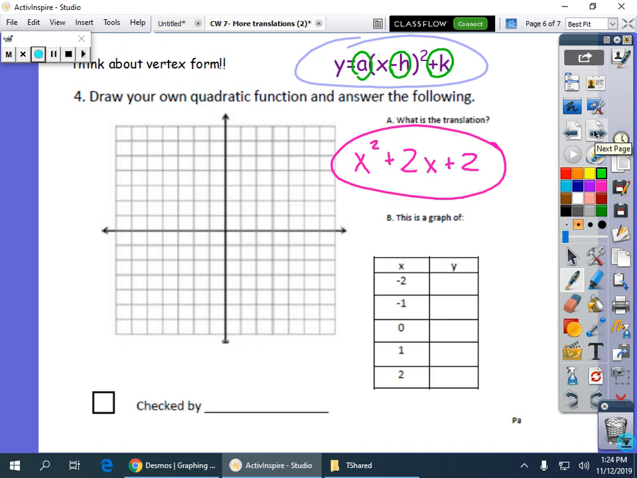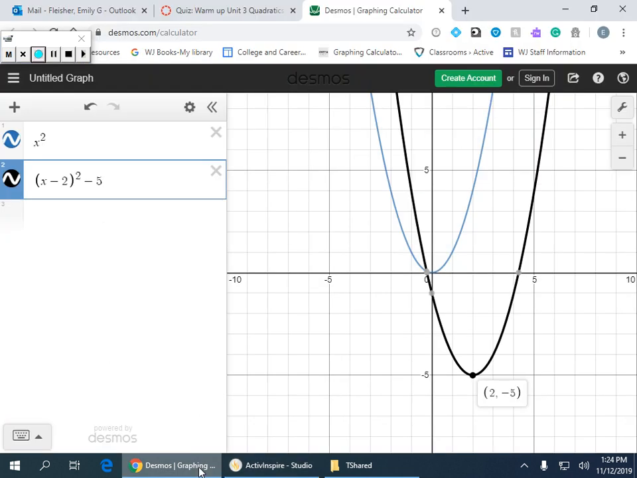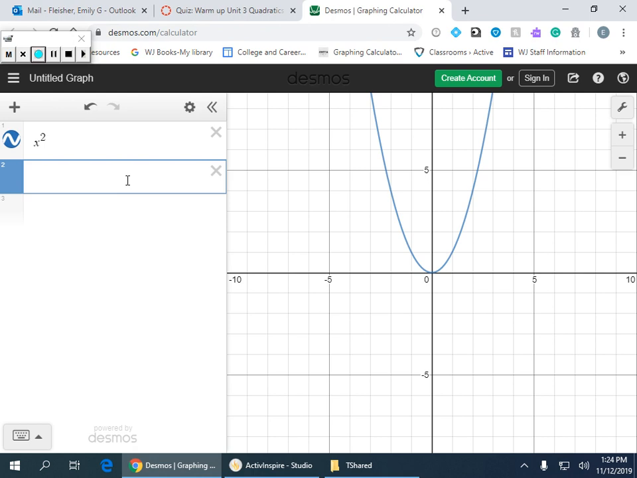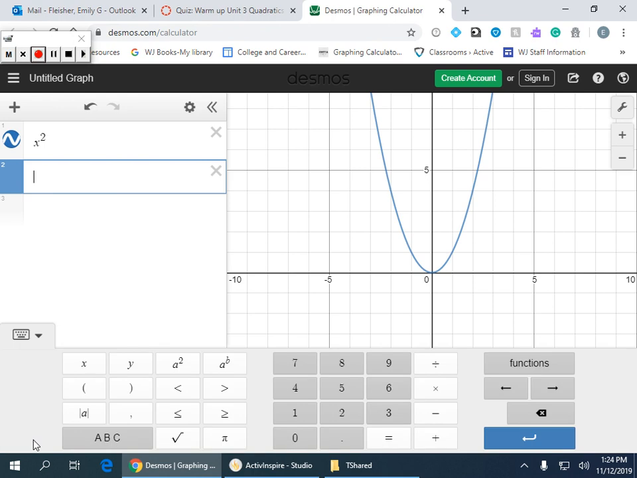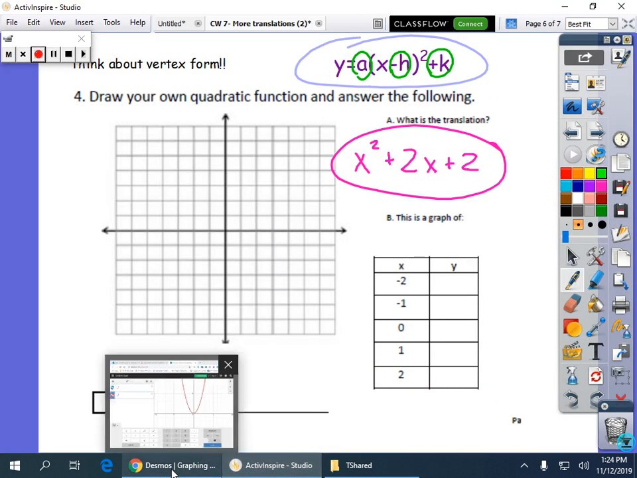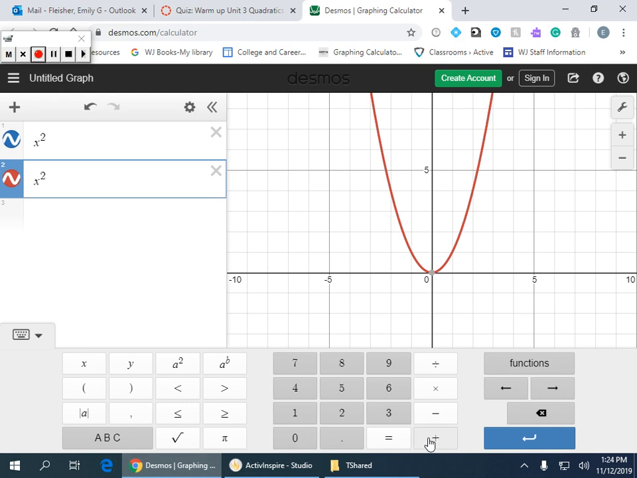So here's one. I know it says draw your own, but I am going to ask you just to look at this equation here, x squared plus 2x plus 2. If I plug this into the calculator, and I know that's not in vertex form, but you need to realize what to do if it's just in a different form. So x squared plus 2x plus 2. Very nice.